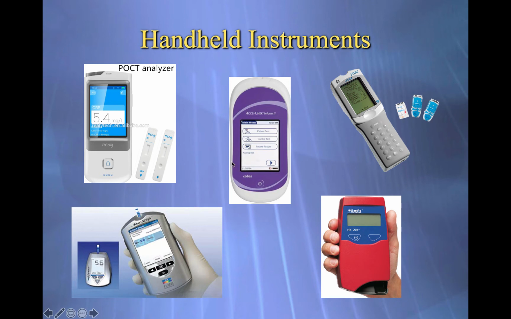Versus handheld instruments. So here's a little point of care analyzer that does immunoassays. This is a blood glucose monitor. This is another blood glucose monitor. This is the iStat, which can do a number of different tests depending on what cartridge is used. And this is a HemaQ, which looks at hemoglobin levels.